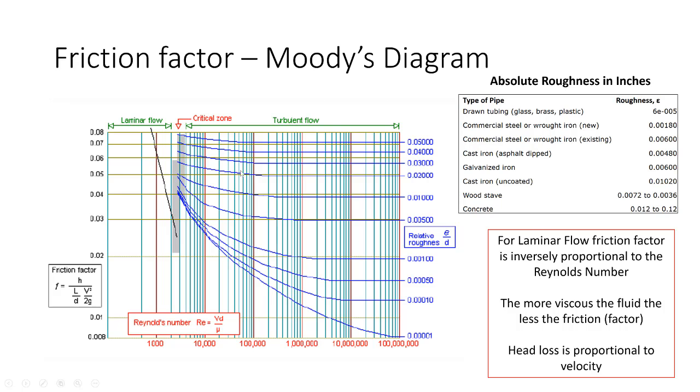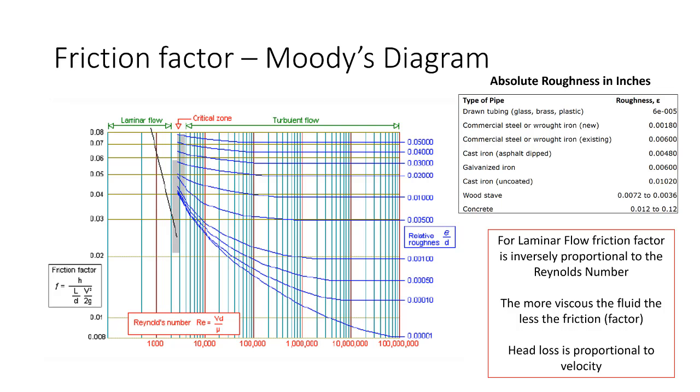Okay, so here the friction factor under the laminar flow regime stops at 2,000, goes a little bit to about 2,300 or so, and is inversely proportional to the Reynolds number. Basically, what that means is that the more viscous the fluid is, the less is that friction, and also that under laminar flow conditions, the head loss is proportional to the velocity. In the turbulent flow conditions, you will see that nonlinear profile. So head loss is proportional to the square of the velocity, and it also depends on the surface roughness.